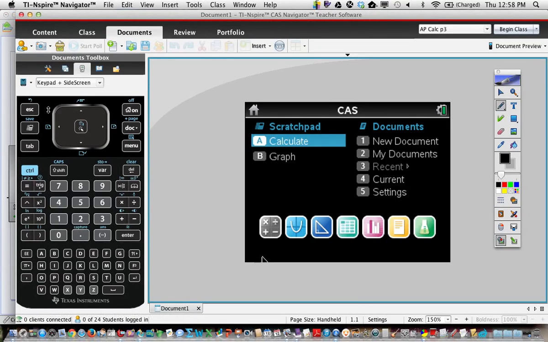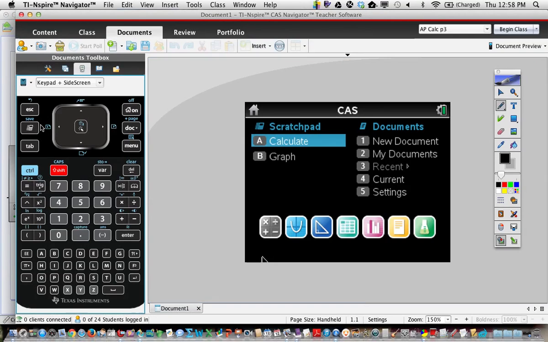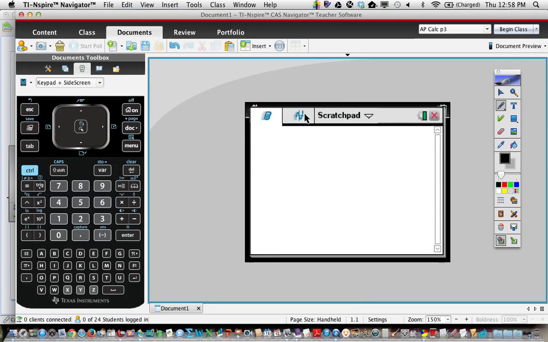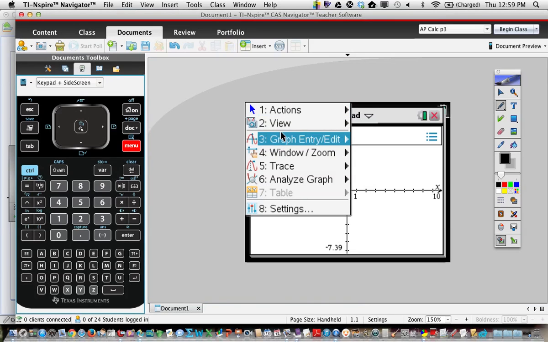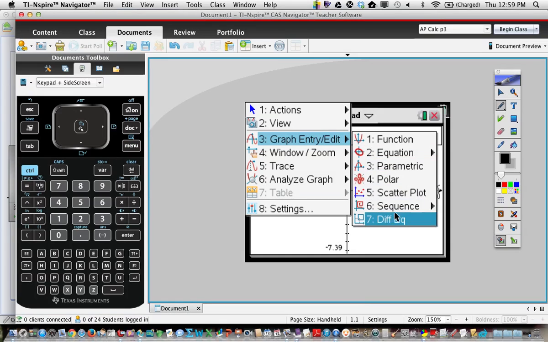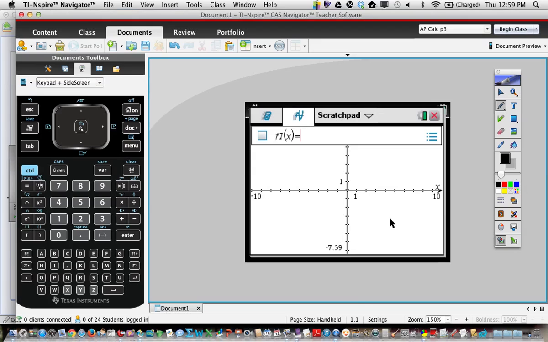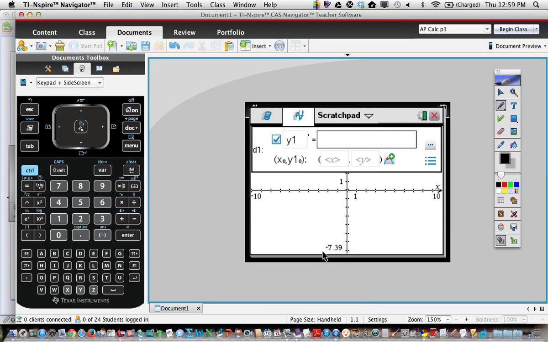All right, so we go into our scratch pad here. Go to our graph screen. Now we noticed one of the things yesterday when we updated is our graph is now at the top of the screen, not the bottom for our entry. Now we're going to go into menu, and under graph entry, we're going to go down to number 7, differential equation. Okay, and we notice that this changes quite a bit here.